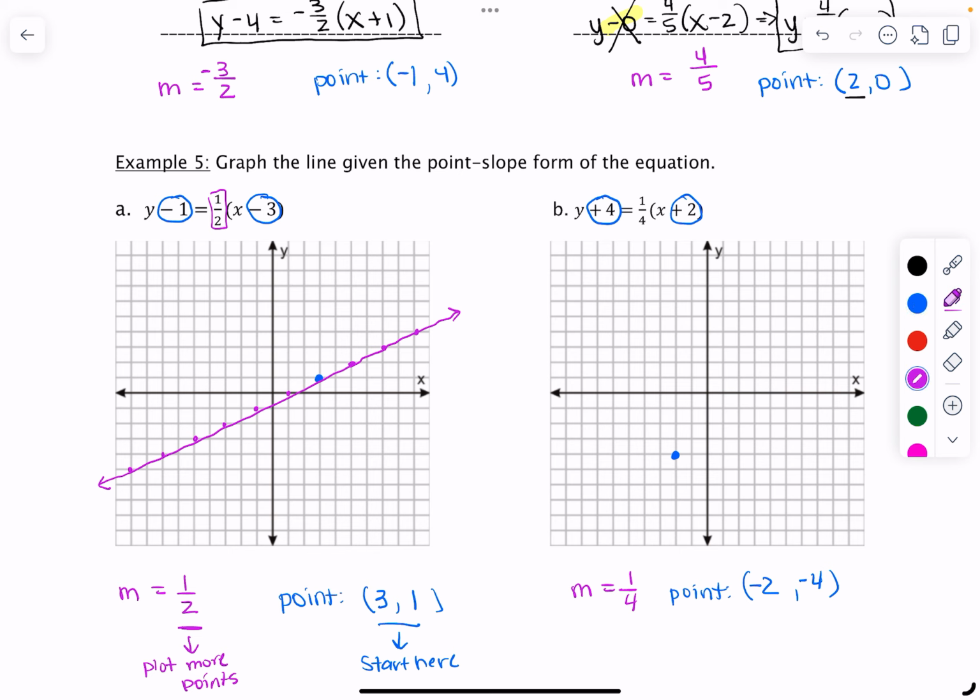And then I'm going to use the slope to make more points. So up 1/4. 1, 2, 3, 4. And over 4. Now I can go down 1 and over 4. Down 1 and over 4. And then connect all of my points together.